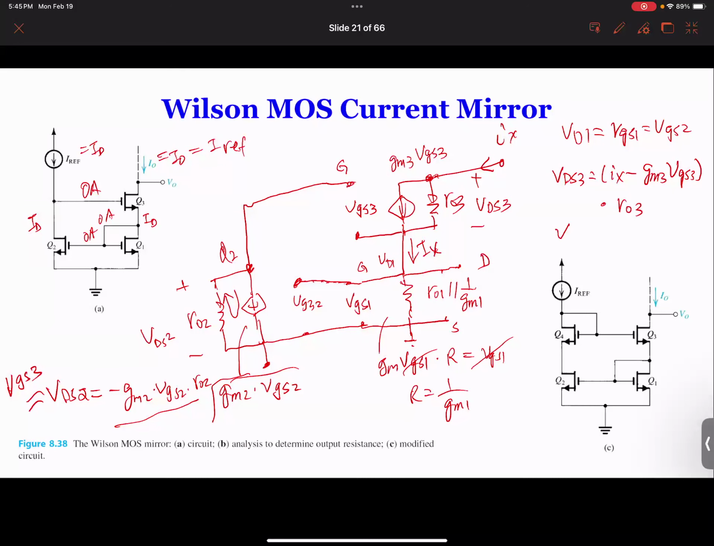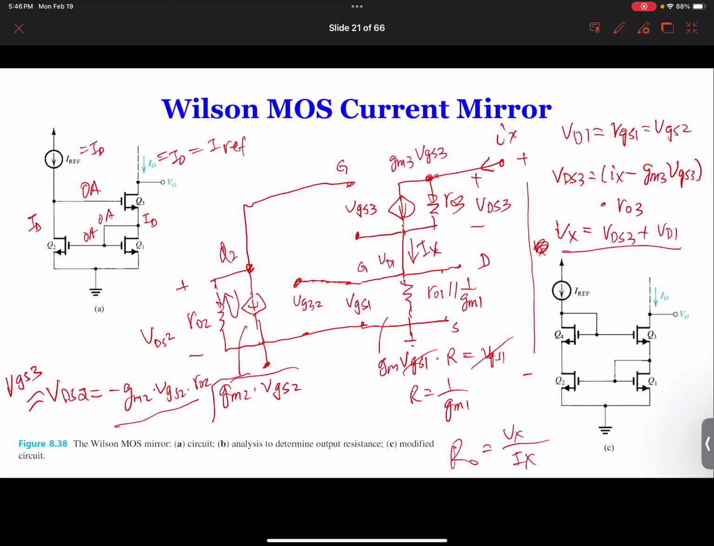So your Vx, which is the voltage over here, is going to be VDS3 plus what we calculate, VD1 first. Yeah, VD1. So you got Vx is equal to this. So finally, you can have RO equal to Vx over Ix. That will give you the output resistance. Yes, go ahead.